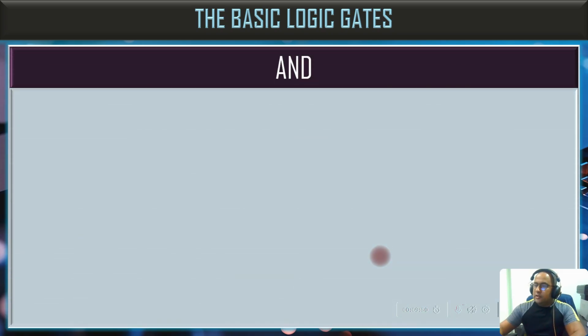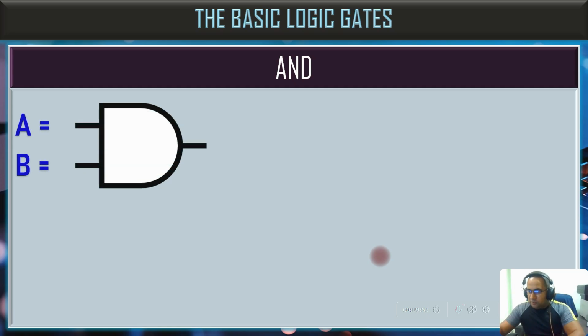So the next gate is the AND gate. The AND gate performs an operation called Boolean multiplication. Remember, Boolean multiplication is actually a logical multiplication. It's not an arithmetic multiplication, okay? As mentioned earlier, the logic of the AND gate is this. The output will be 1 only when all its inputs are at bit 1.